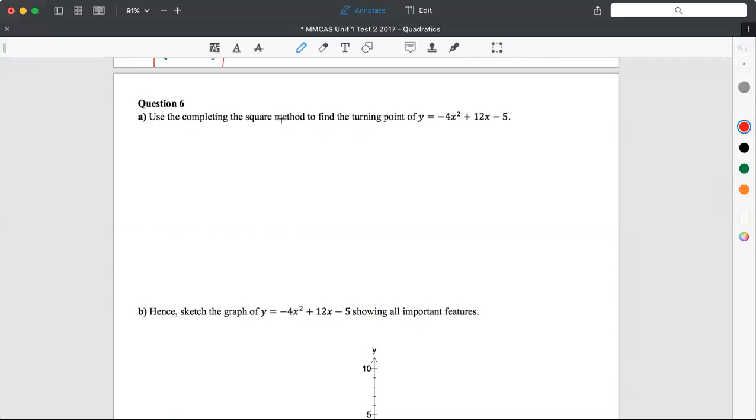Now, this last one was tricky, so let's do it as simply as we can. Using the completing the square method, find the turning points of this. Okay, for some reason, I always like to write down the problem just to get a feel for the numbers. So I'm going to do that.